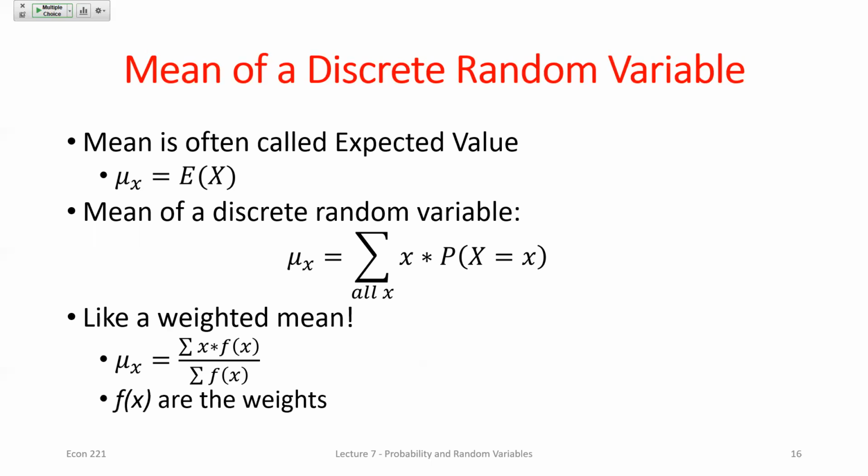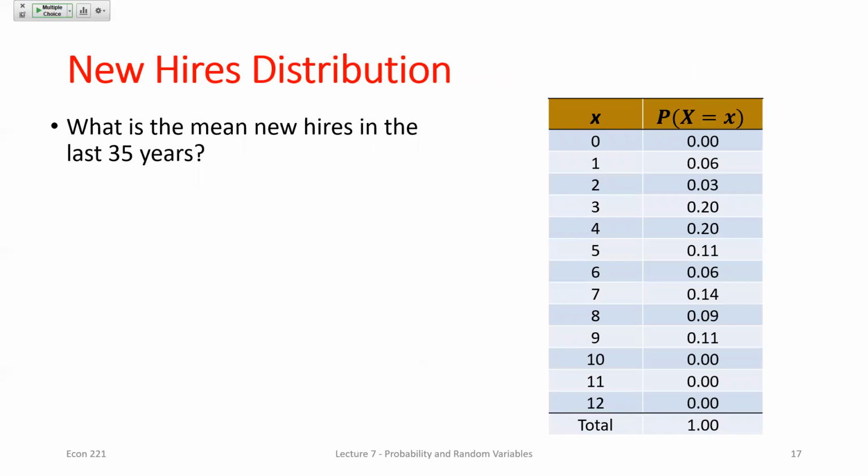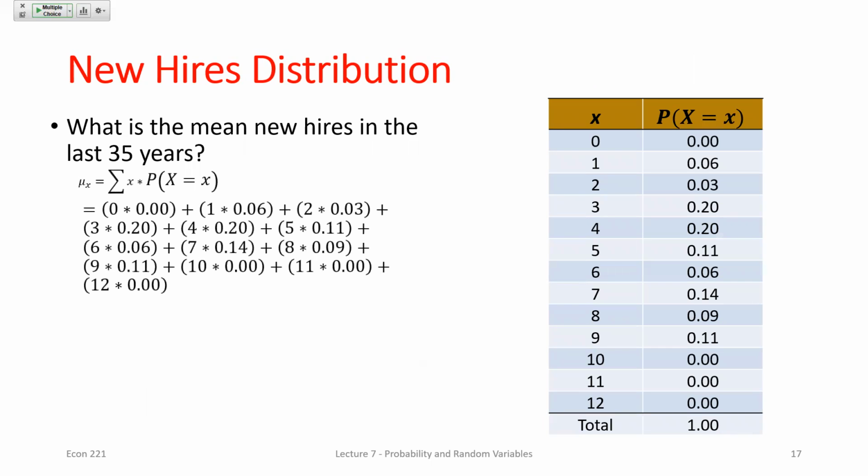Okay. So if I wanted to do this with a small data set, all I would do is go through every single possible X value and multiply it by the weight. So 0 times 0 plus 1 times 0.06 plus 2 times 0.03, so on and so forth, all the way down to the very last observation, right? There are quite a few outcomes here, so it's a little bit lengthy. But a small number of observations would be a little bit easier.